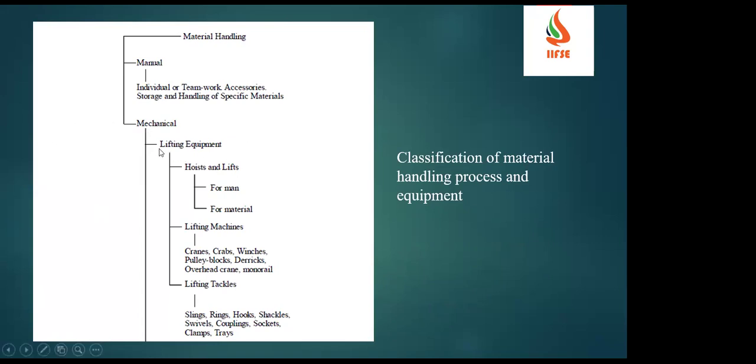In the mechanical, there will be lifting equipment, hoists and lifts for men and material, lifting machines like cranes, winches, pulley blocks, in the sense chain pulley blocks, derricks also similar kinds of things, overhead cranes, monorails, and lifting tackles, which will be slings. So lifting machines and lifting tackles are one of the legal requirements. Lifting machines have to be calibrated once in 6 months, and lifting tackles once in 12 months. These are the various things we are going to cover today.